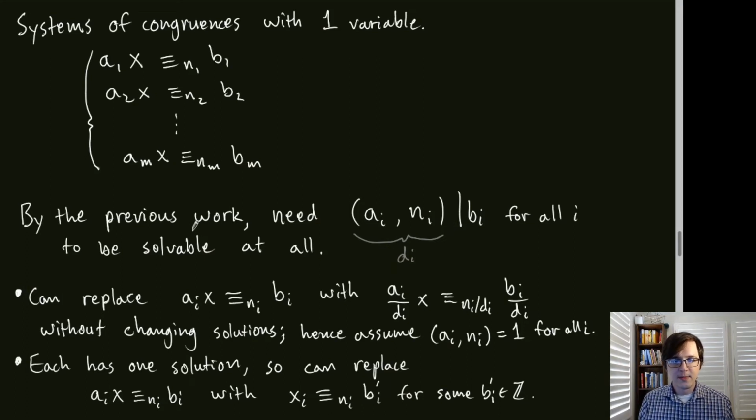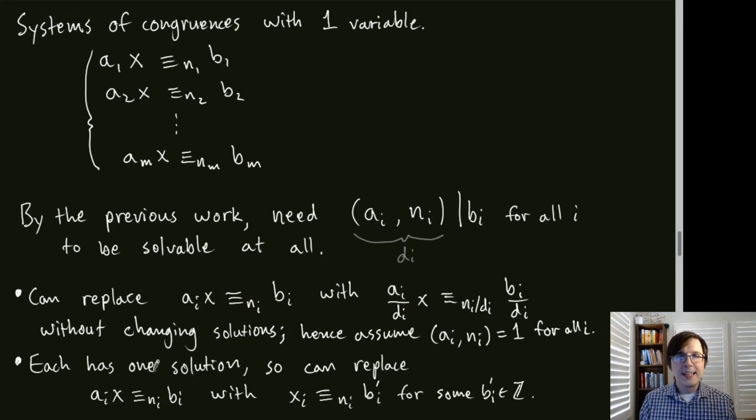Another thing that we can do, by that observation from the alternative point of view for how to solve these things, is that when the GCD is not 1, we can take this congruence and divide each of the three things by the GCD. I'm labeling d_i to be the GCD of a_i and n_i. This does not change the solution set, because solutions to the second congruence are solutions to the first congruence and vice versa. So after making this reduction, we can assume that the GCDs are all 1.